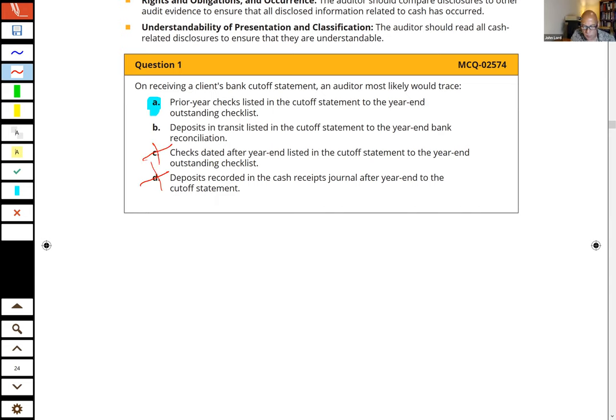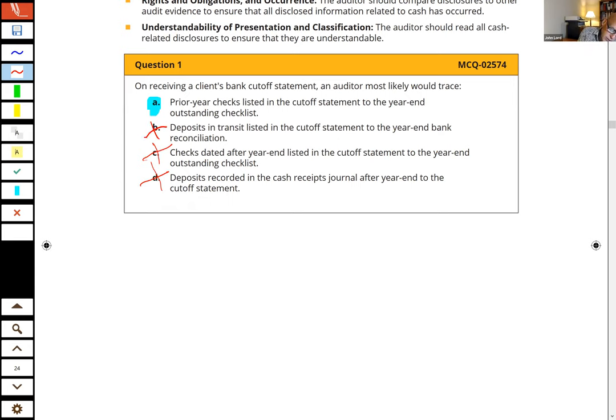B, deposit in transit listed in the cutoff statement to the year-end bank reconciliation. Now, B is tempting, and I really don't think this is a fair thing for them to put. I guess what they're saying here is that it's not listed as a deposit in transit. It's simply listed as a deposit that cleared the bank after year end, right? So I guess that's why that's not correct, okay?